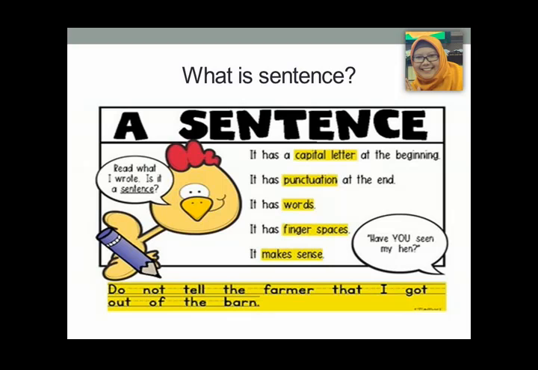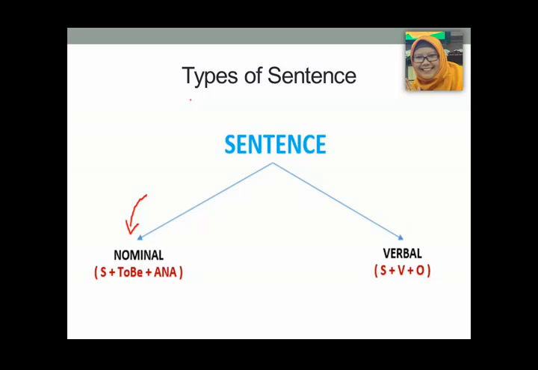Okay? And then in the level of sentence, focusing on nominal sentence, we will have some detailed explanation after this. Let's see types of sentence. In English, you have two types of sentence. The first one is nominal sentence. The second one is verbal sentence. So the construction or the structure of nominal sentence consists of subject plus to be plus a and a.